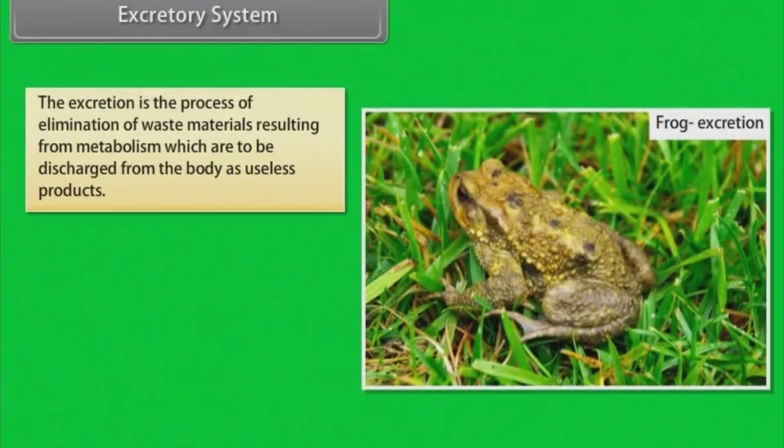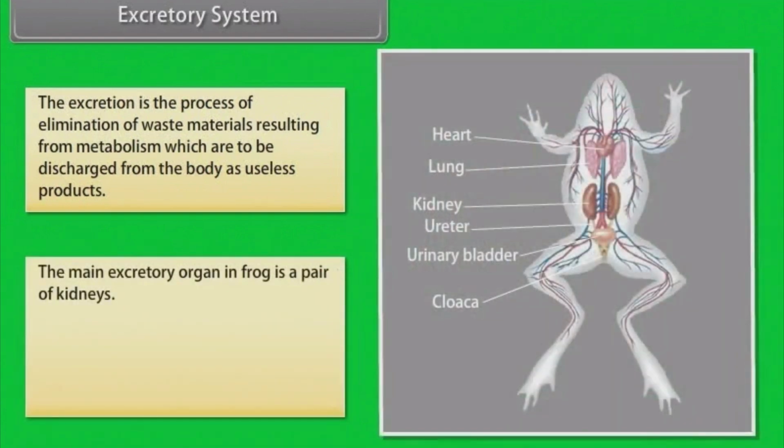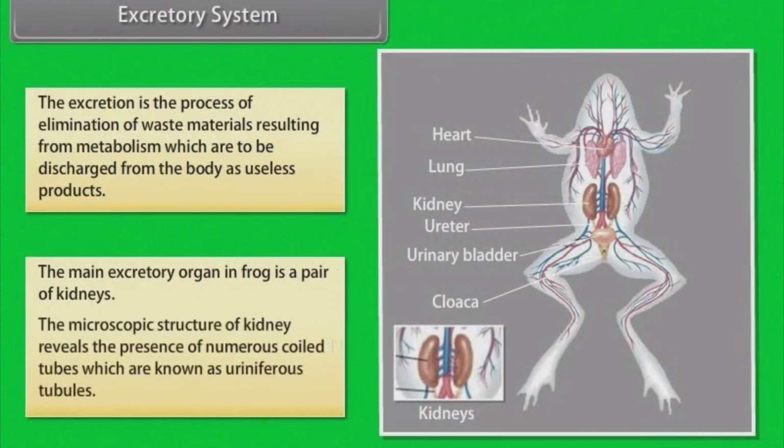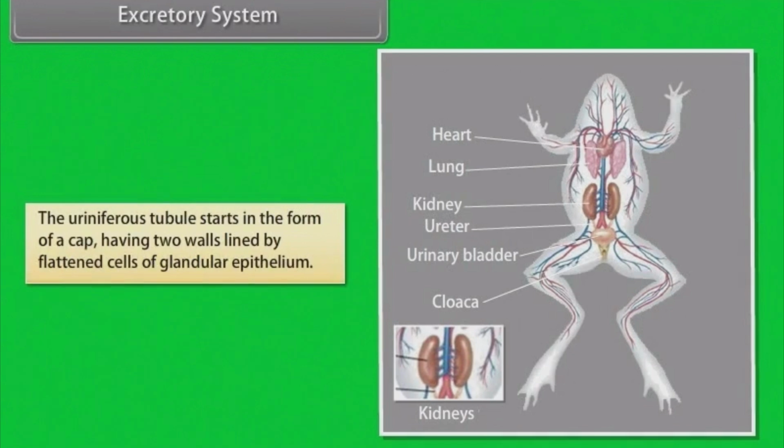Excretory system. Excretion is the process of elimination of waste materials resulting from metabolism, which are to be discharged from the body as useless products. The main excretory organ in frog is a pair of kidneys. The microscopic structure of the kidney reveals numerous coiled tubes, which are known as uriniferous tubules. The uriniferous tubules start in the form of a cap, having two walls lined by flattened cells of granular epithelium.